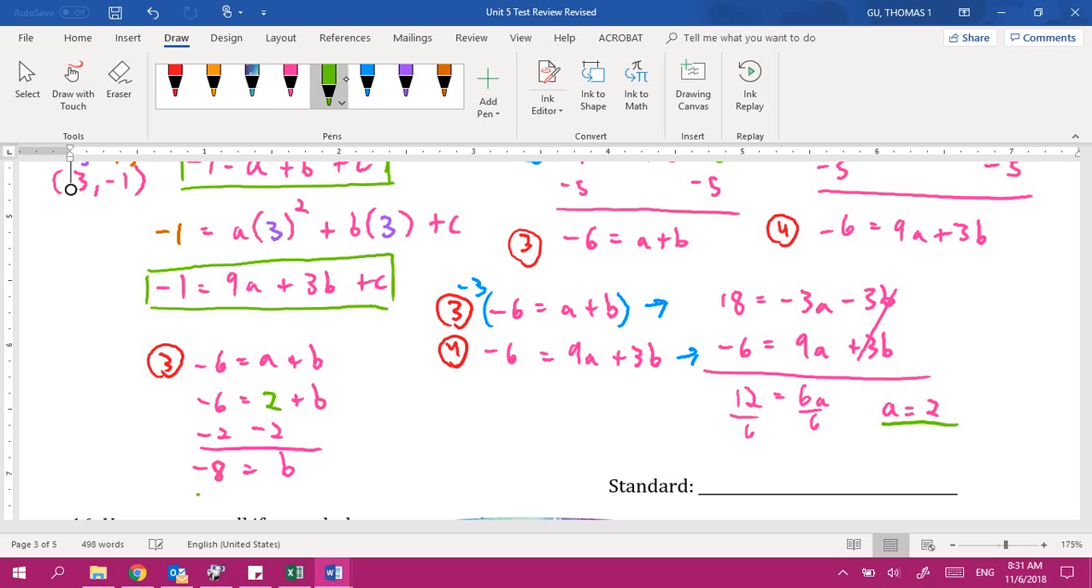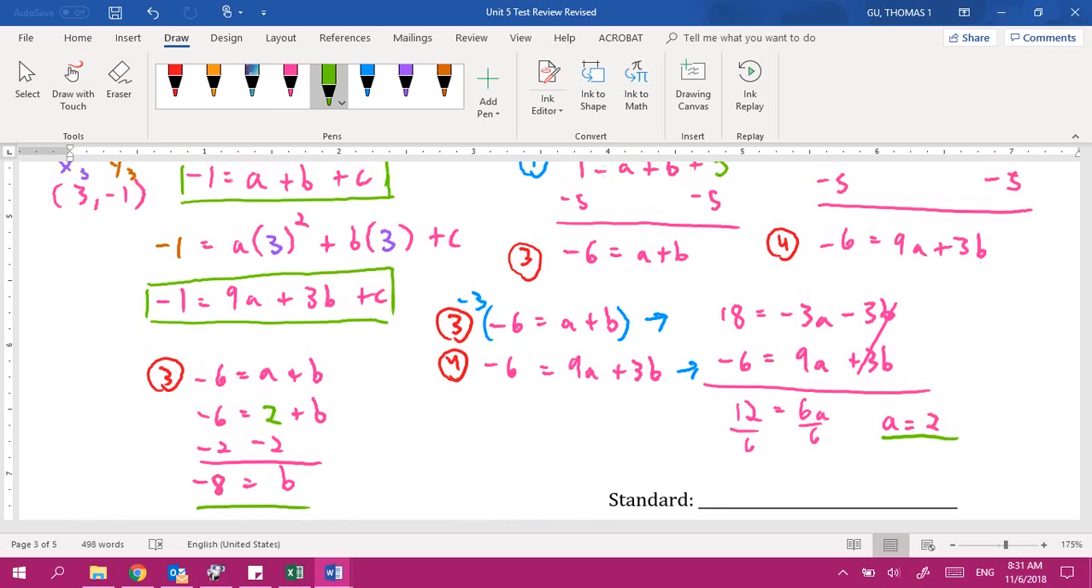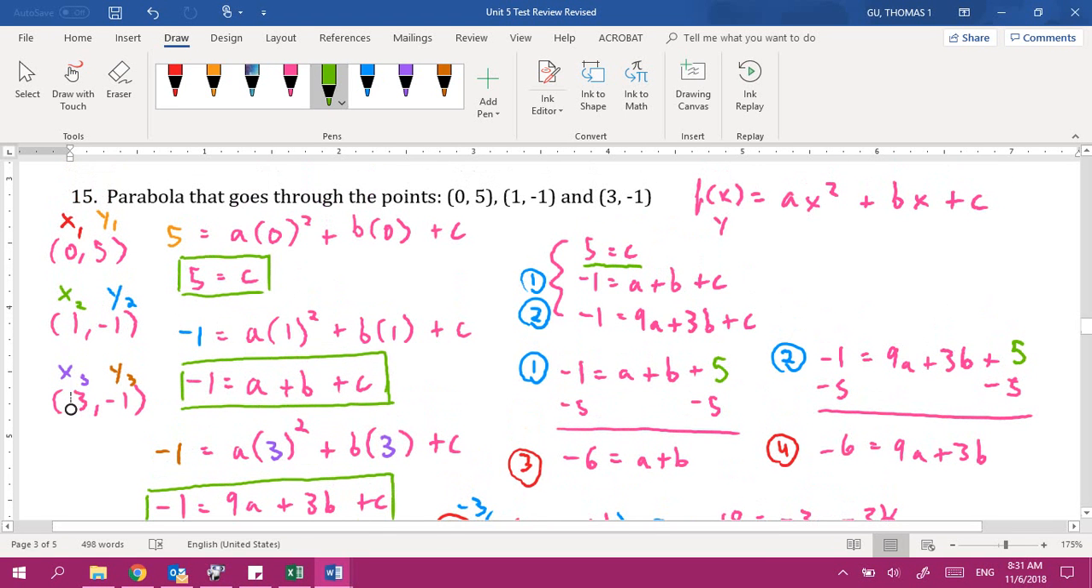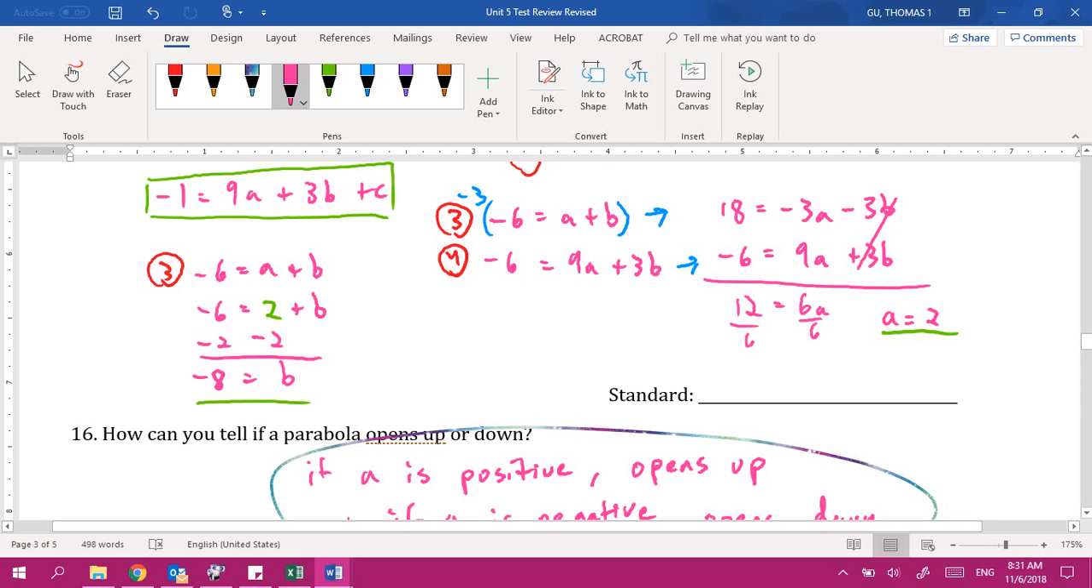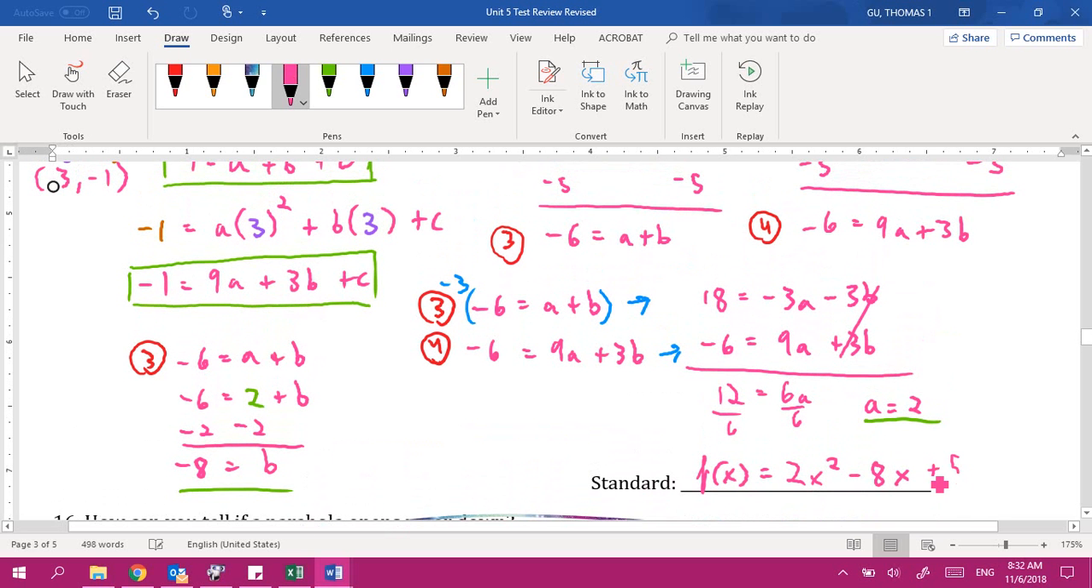So now you can see I have a, that's 2, b is negative 8, and c is from my original equals 5, right? But remember, we're writing an equation in the form of f of x equals ax squared plus bx plus c. So we just replace a, b, and c with the numbers that we found. So my final answer should be, what should my final answer be? f of x equals 2x squared minus 8x plus 5, right. Because the 2 is the a, the negative 8 is the b, and the positive 5 was our c. And that would be your final answer.